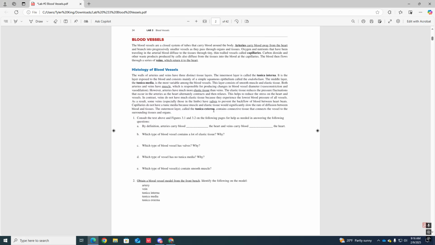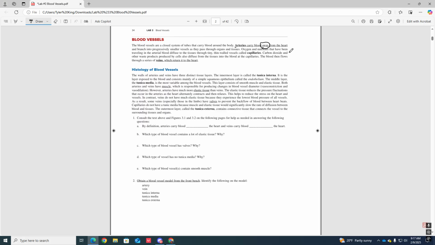So remember, arteries, A, okay? Arteries, A. So I'm going to underline this guy here. Arteries away. AA. Arteries away. Because they always carry blood away from the heart, and branch into progressively smaller vessels as they pass through organs and tissues.